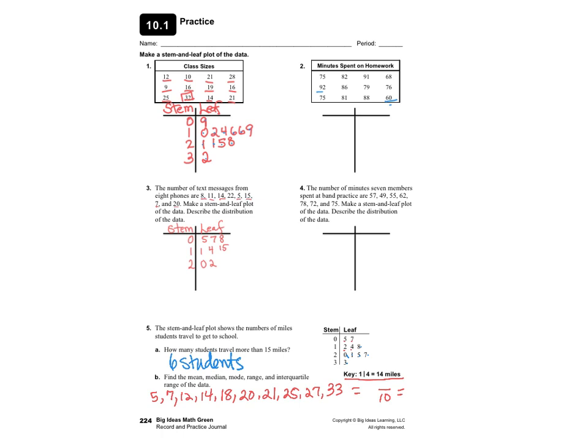When you add them up, you should have gotten 182. We divide that by 10, and the mean becomes 18.2 miles. That's the average distance that the kids travel to school every single day. That's pretty far.